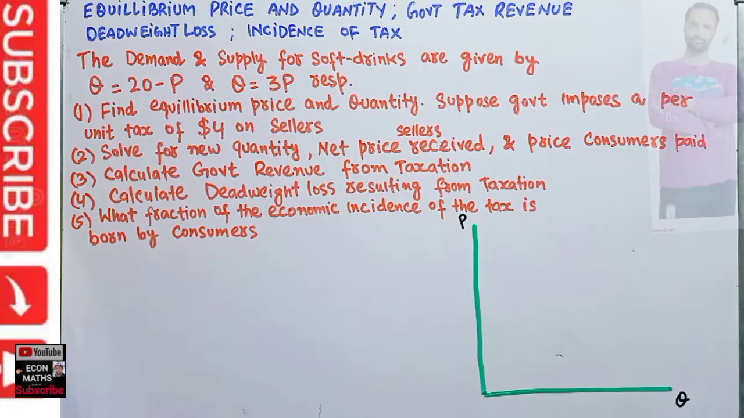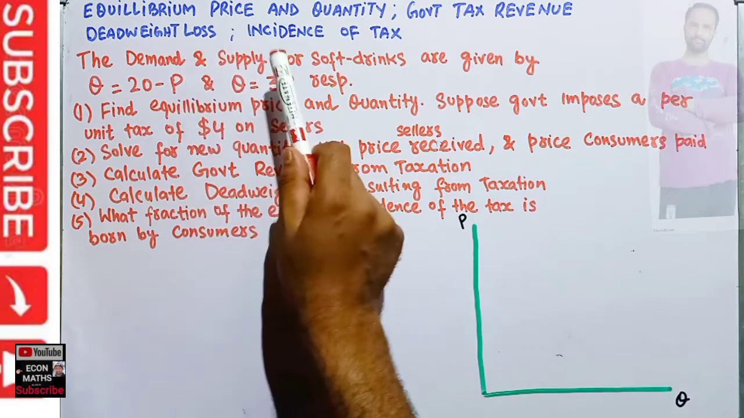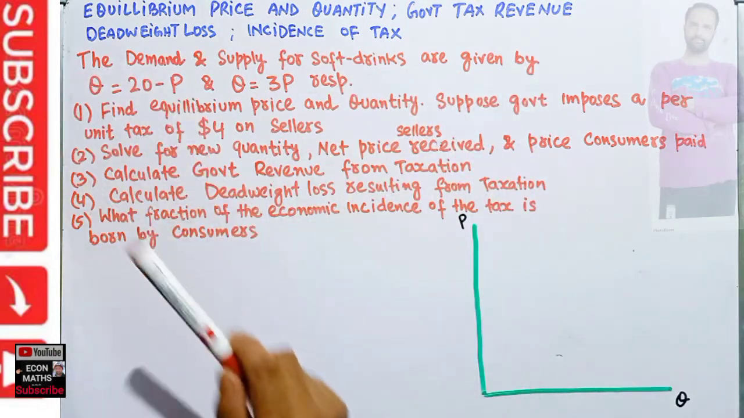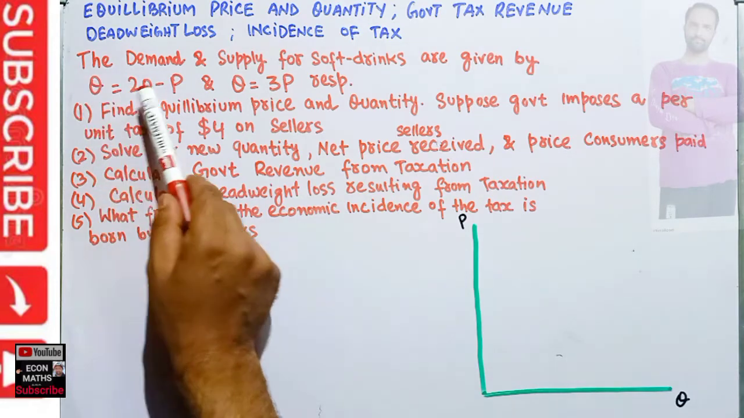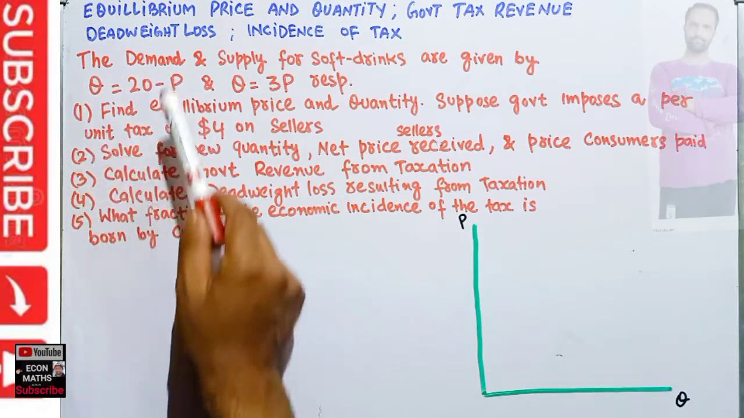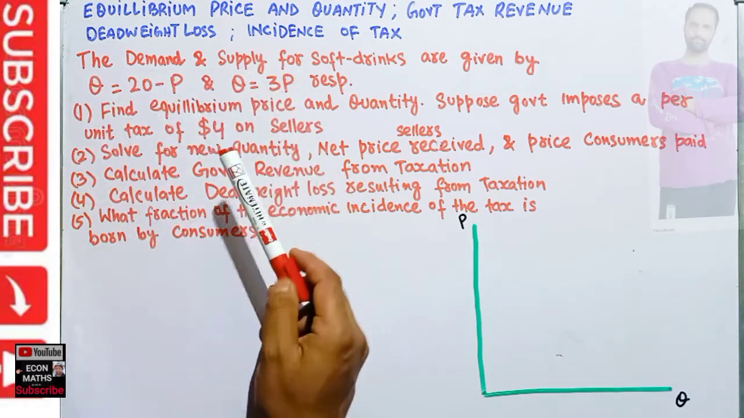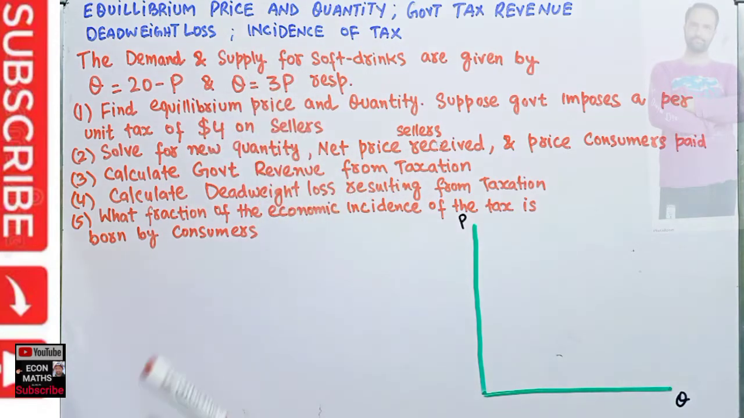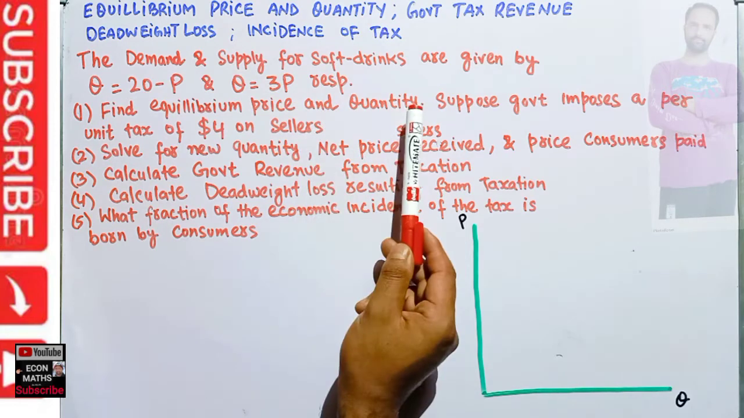In this video, we will solve a problem on how to find the equilibrium price and quantity, government tax revenue, deadweight loss, and incidence of tax. The question is, the demand and supply for soft drinks are given by: demand is Q equals 20 minus P, where Q is the quantity and P is the price, and supply of soft drinks is given as Q equals 3P. Find equilibrium price and quantity.